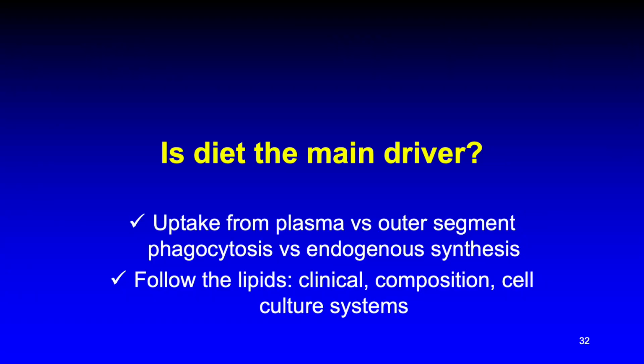In this section, we address the question of whether diet is the main driver. We will posit that the lipids in drusen could result from uptake from plasma, or outer segment phagocytosis, or endogenous synthesis. And we're going to follow the lipids in clinical, compositional, and cell culture systems.